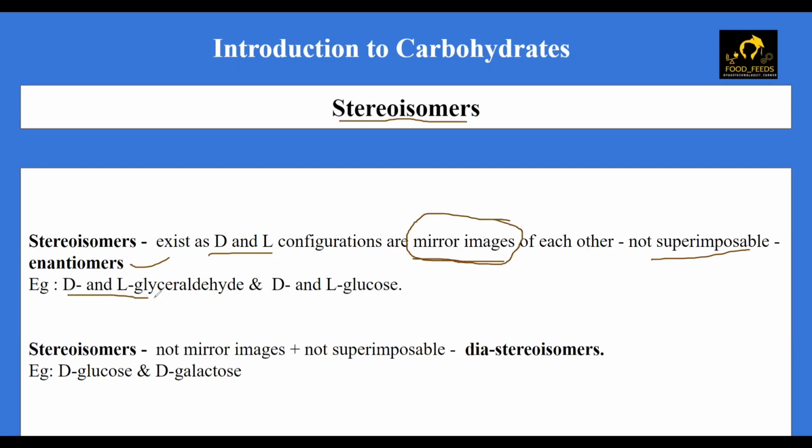For example, D and L glyceraldehyde and D and L glucose are mirror images of each other. Whereas if the stereoisomers are not mirror images and are also not superimposable, then they are said to be diastereomers. The example for this is D-glucose and D-galactose. Let's go back to the structure and see how D and L forms are mirror images and why glucose and galactose are not mirror images.